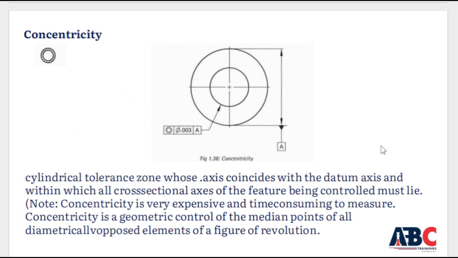Concentricity. A cylindrical tolerance zone whose axis coincides with the datum axis and within which all cross-sectional axes of the feature being controlled must lie. Concentricity is very expensive and time-consuming to measure. Concentricity is a geometric control of the median points of all diametrically opposed elements of a figure of revolution.